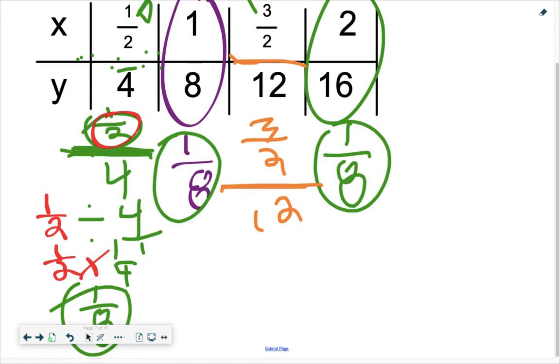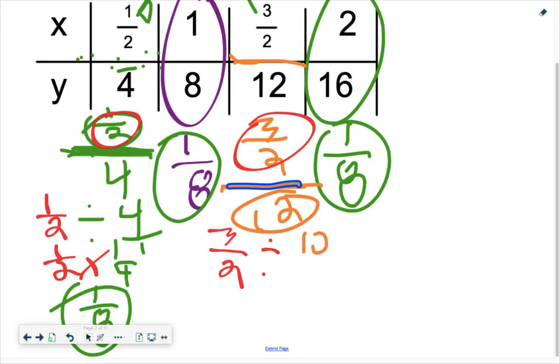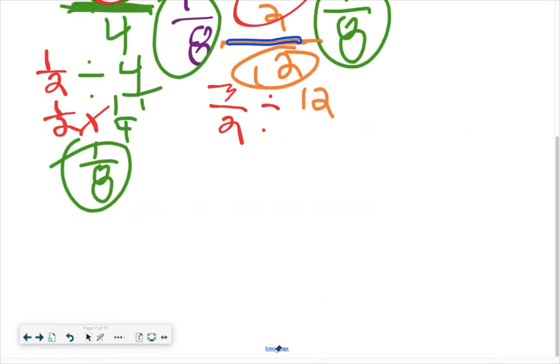Notice again, here is that long line. The long line is our dividing. So whatever's on top, write that first. 3 over 2 divided by whatever's on the bottom. 12. Oh, but there we go again. We don't divide with fractions. So keep, change, flip, KFC. Or again, for us, multiply by the reciprocal.